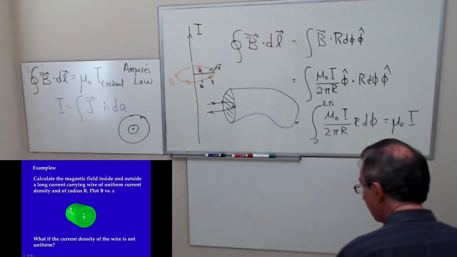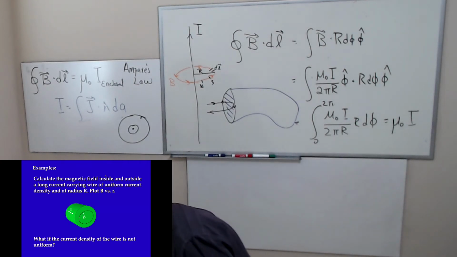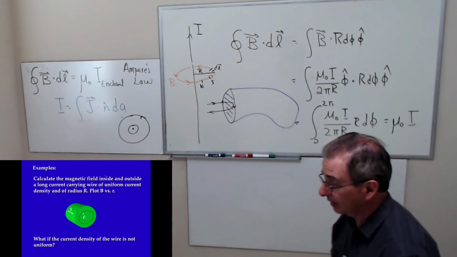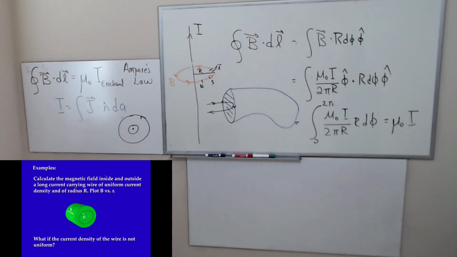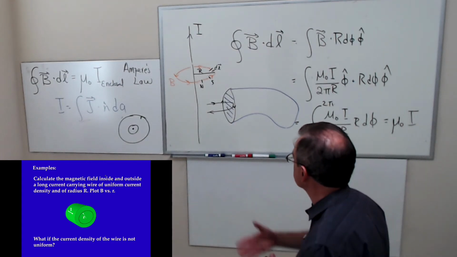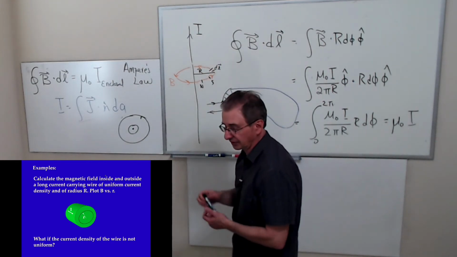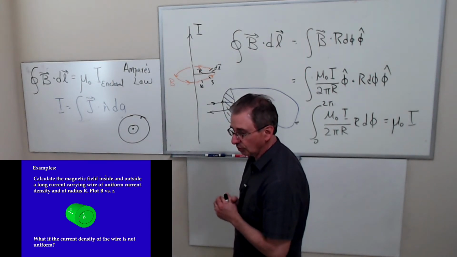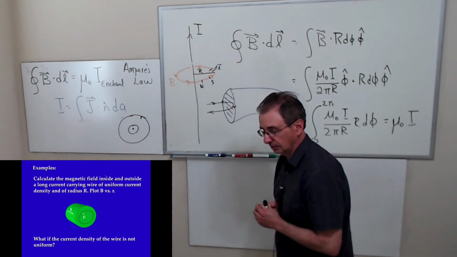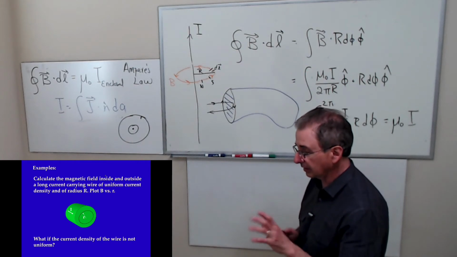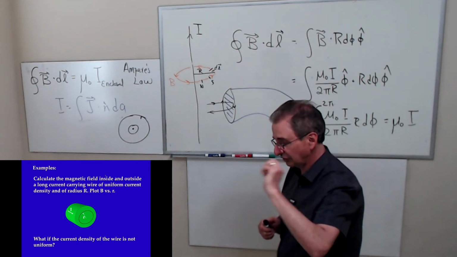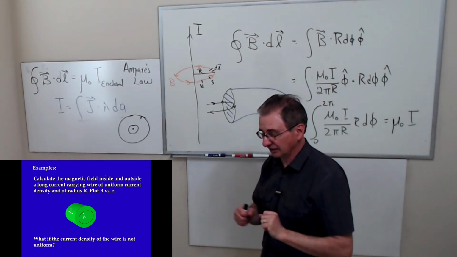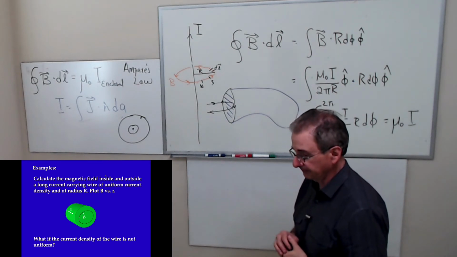So I want to do a couple of examples where I apply Ampere's law to calculate magnetic fields. I'm going to do it for a thick wire, not a thin wire, because this is the thin wire. The answer is obvious for a thin wire. I want to do a thick wire with a uniform current density, and I want to calculate the magnetic field everywhere inside the thick wire and outside of the thick wire.